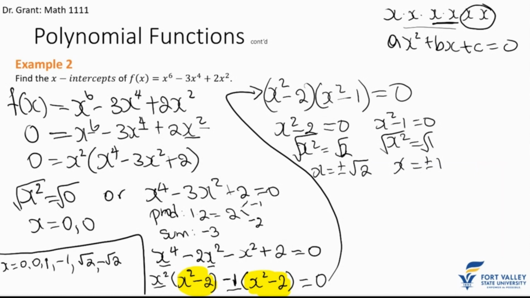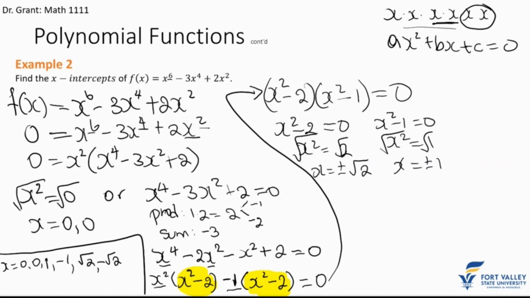And I hope we recall that if we are solving a polynomial or finding the roots, the degree tells us how many solutions we should have. So since this has a degree of 6, we should have 6 solutions, which we do.